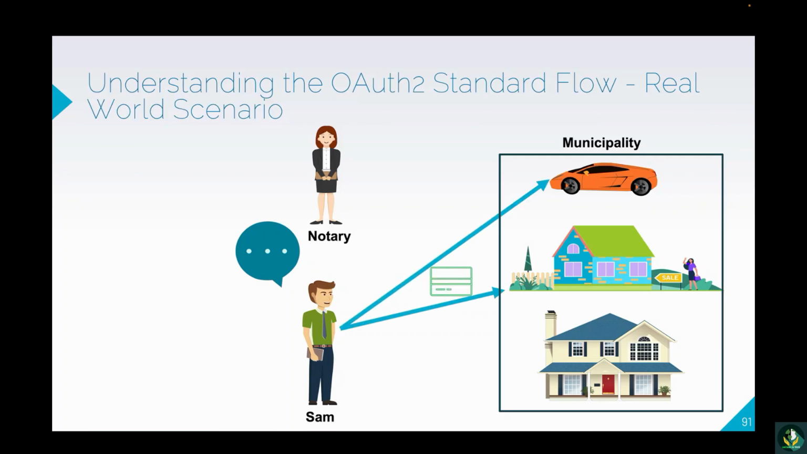Armed with the notarized declaration, Sam returns to the authorities and says, "I have the official authorization. I would like to rent the car and sell the greenhouse." The authorities respond, "All set, you are good to go," and it works perfectly.